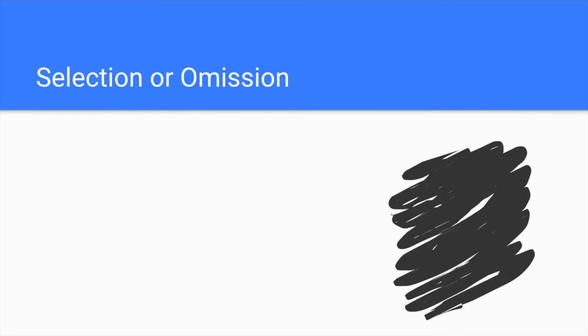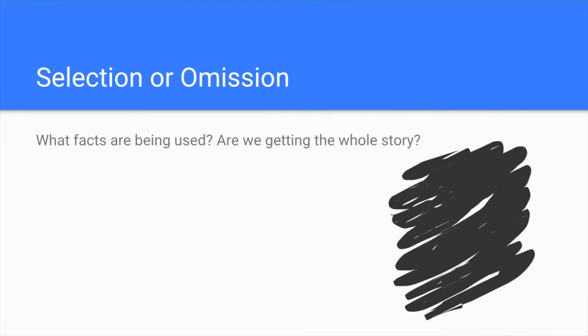The next one is difficult, selection or omission. This is simply what the article chooses to include or leave out. It's asking, are we getting the whole story? The best way to check this is to read multiple sources. If you're only reading one source, there's no way to know if they left something out. However, if you check multiple sources, you'll start to notice if they're leaving out certain facts or information. That could help us identify bias.